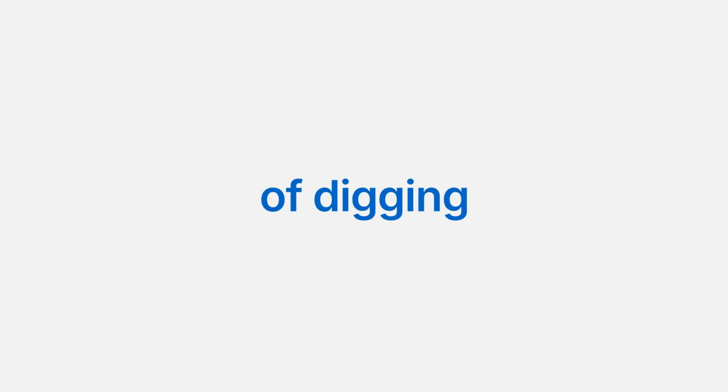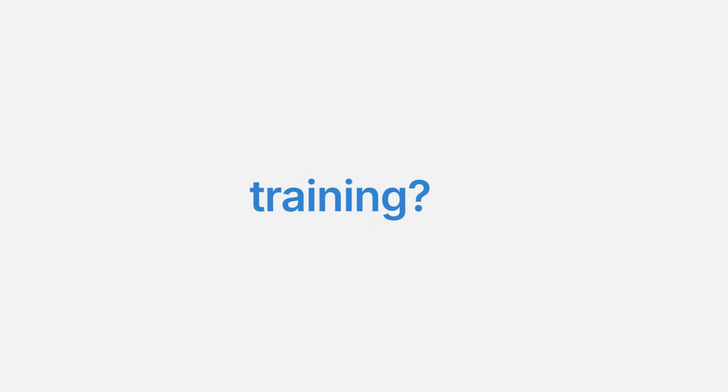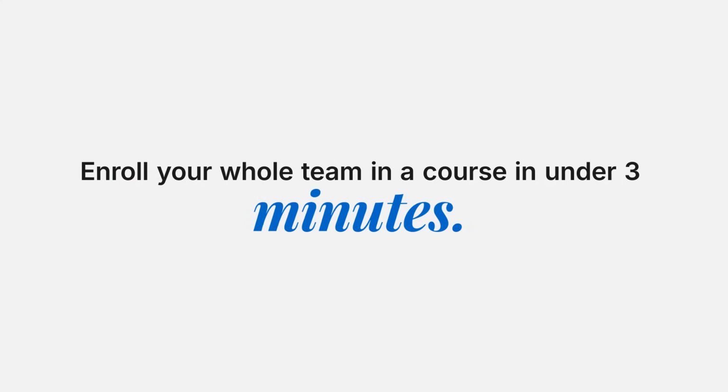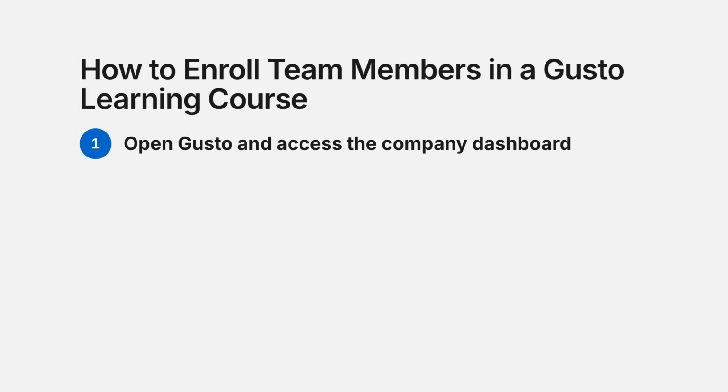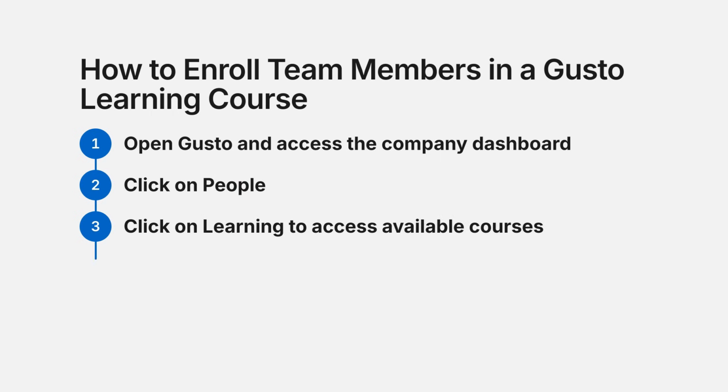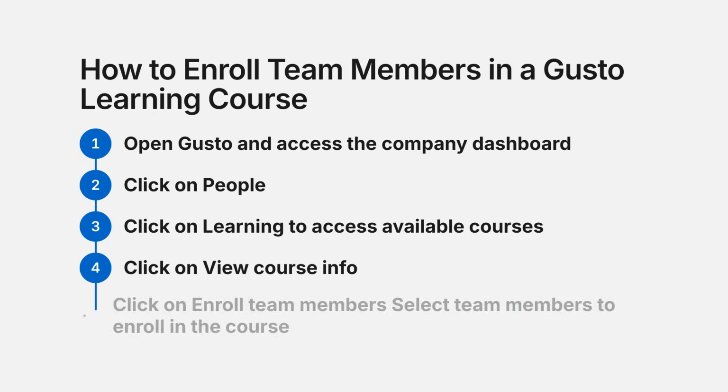Are you tired of digging through Gusto settings to assign training? Enroll your whole team in a course in under 3 minutes. First, we'll access the company dashboard, then open People and Learning, view the course, and finally enroll your selected team members.